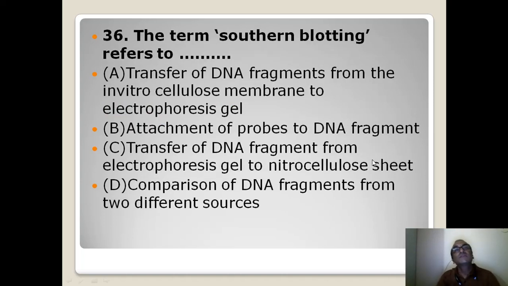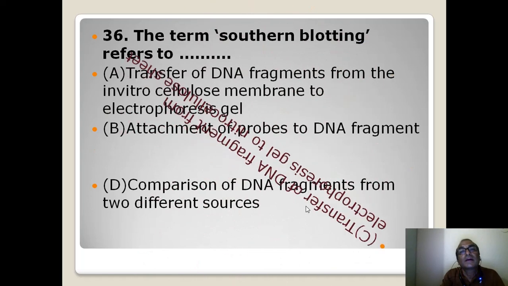Question number 36. The term southern blotting refers to. Southern blotting, always remember, is the technique of transferring the DNA fragments from the electrophoresis gel to the nitrocellulose sheet, and that's what's called southern blotting. So the right answer here is option C.